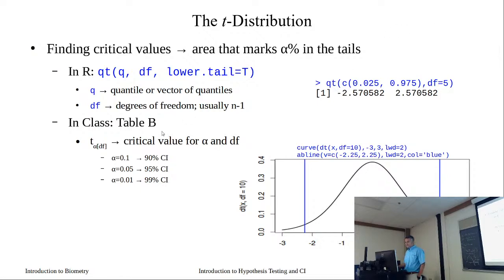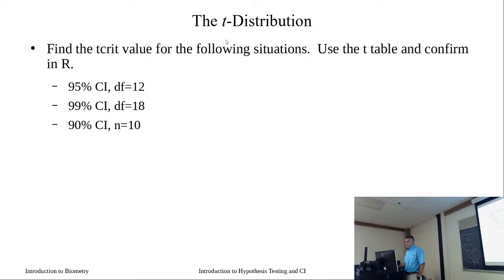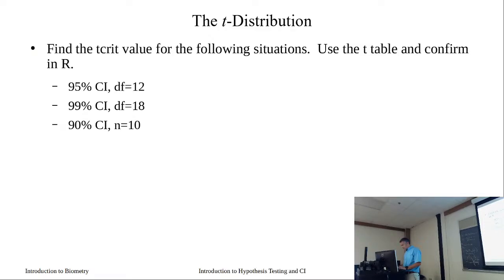So before we get to the QT, here are some examples. What I want you to do is find our T critical, the T value that is used for a 95% confidence interval, using our table. And while this is going on, I'm going to add it to my markdown document.